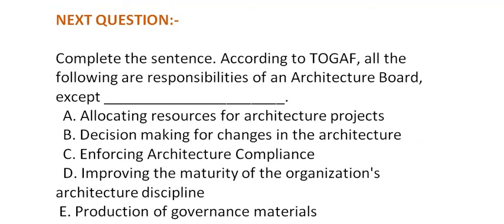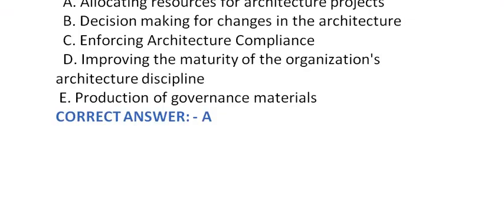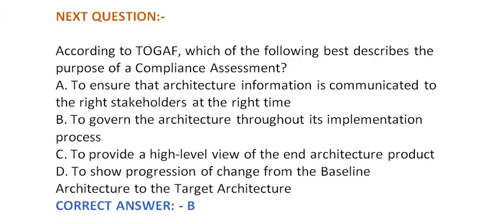Option B, decision making for changes in the architecture. Option C, enforcing architecture compliance. Option D, improving the maturity of the organization's architecture discipline. And option E, production of governance materials. And the correct answer is option A. Now moving to the next question.